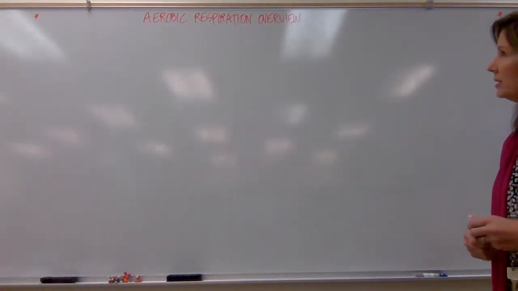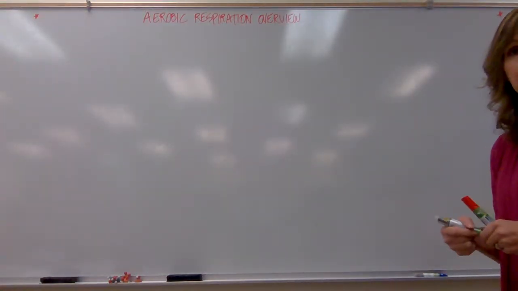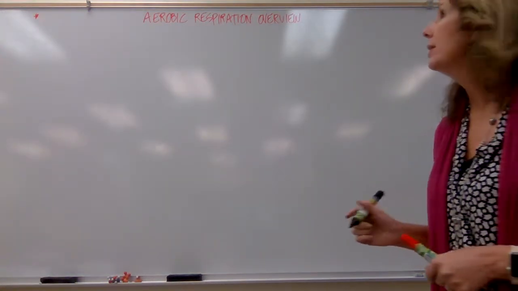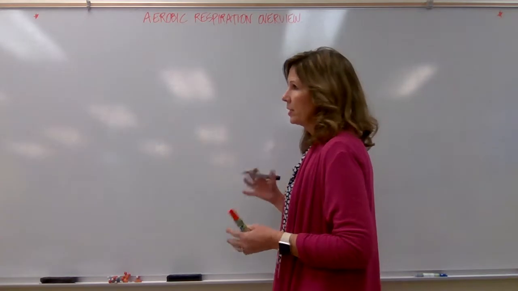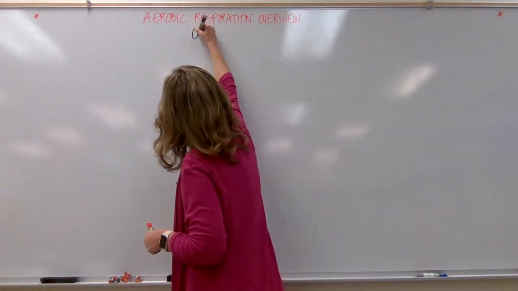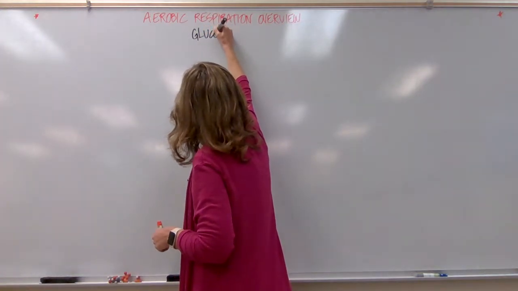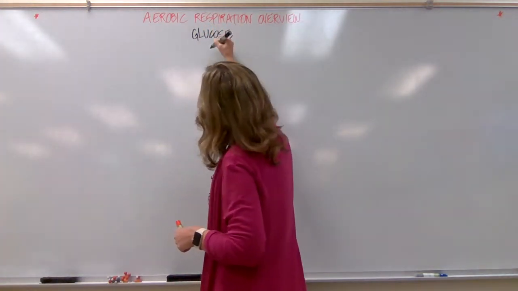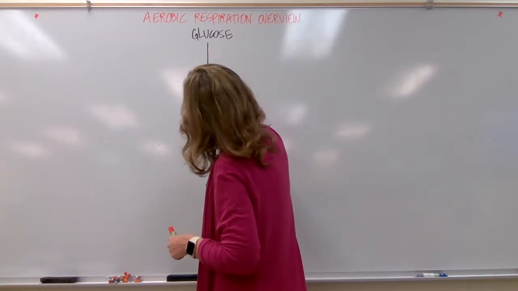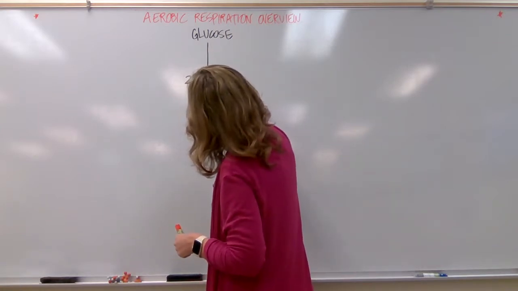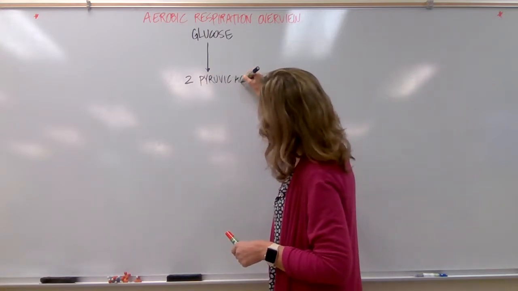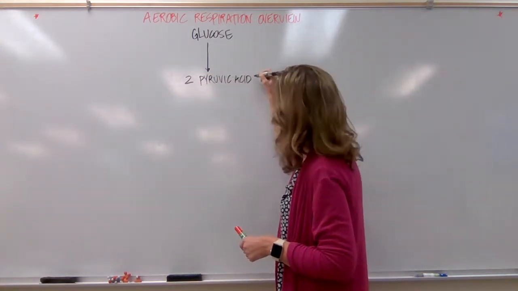All right, here is going to be an overview of aerobic respiration that you should be able to recreate on your own. We will be starting out with glucose as our starting molecule. That is the easiest molecule to harvest. And that glucose is going to be broken down into two molecules of pyruvic acid or pyruvate. Either one will be fine.